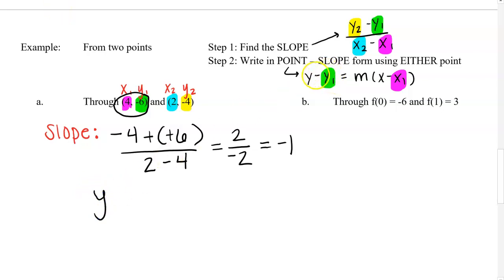Because y1 here already has a subtraction symbol, in the point slope form video, we covered that if it looks like a -6, we're actually going to write a +6. And then our slope goes in front of the parentheses with an x. And if it looks like a +4 for x sub 1, we're actually going to make it a -4.